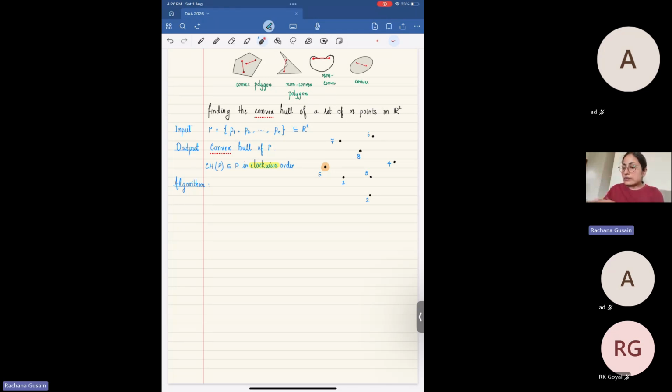So by leftmost, I would mean that if you look at that point, right? Suppose I look at point number 7, then all the other points must be to the right of it. So that point will be the leftmost point. So with respect to point number 5, point 7 is the leftmost point. Can you see that?